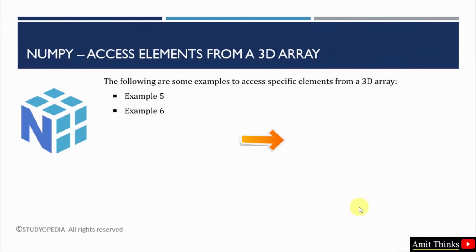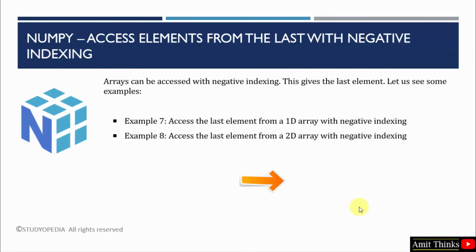So guys, we saw how we can access elements from a 3D array. Now the last concept, in which we will access elements from the last with negative indexing. Here we will see two examples. We will access the last element from a 1D array, and then we will access the last element from a 2D array using the negative indexing concept. Let's see.